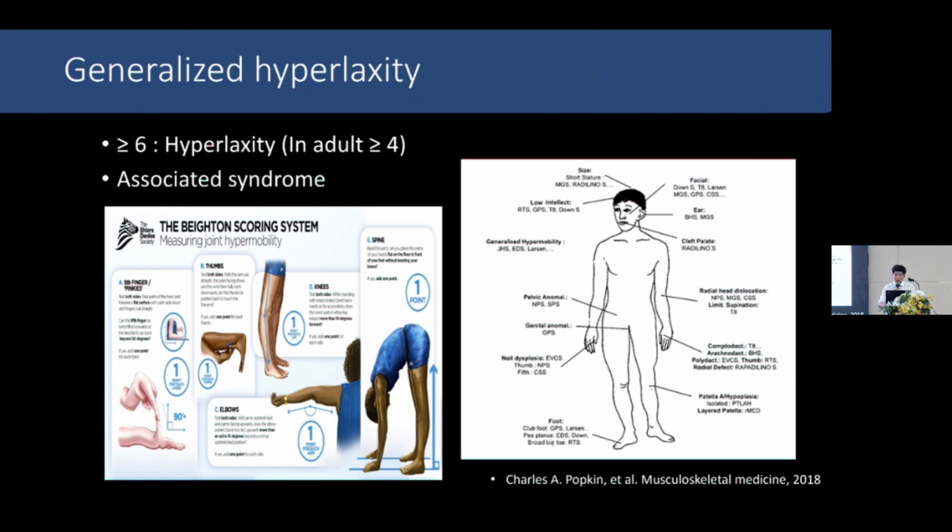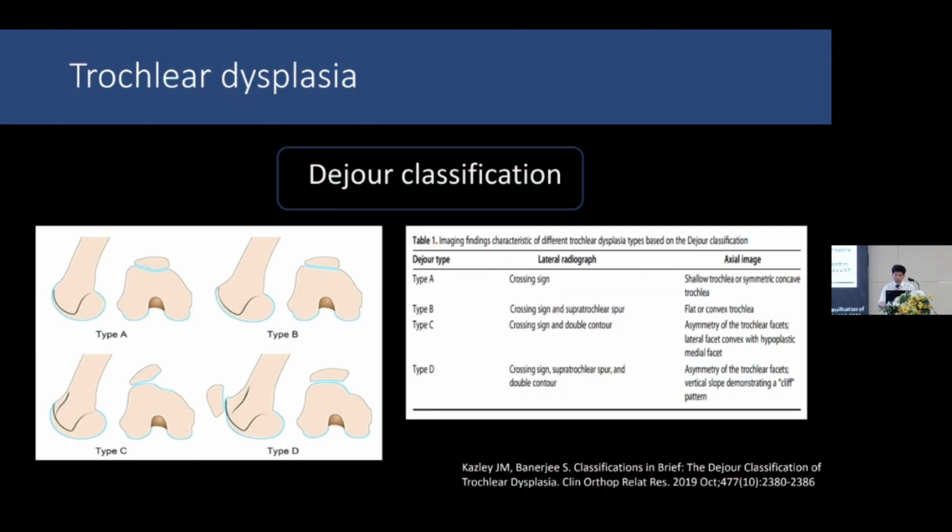Generalized hyperlaxity can be assessed using the Brighton score just like in adults. However, the cutoff is different from adults. The cutoff in adults is more than or equal to 4, but in children is more than or equal to 6. If the children have generalized hyperlaxity, we need to work up for cardiac, skeletal, or ocular abnormality to identify any associated syndromes. About the trochlear dysplasia, we can use the Dejour classification in the same way as in adults.